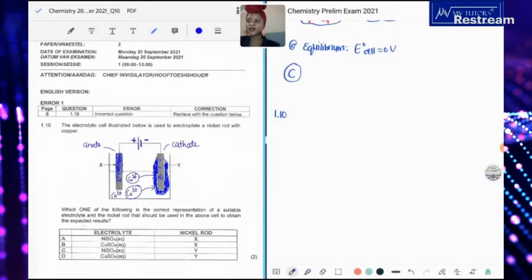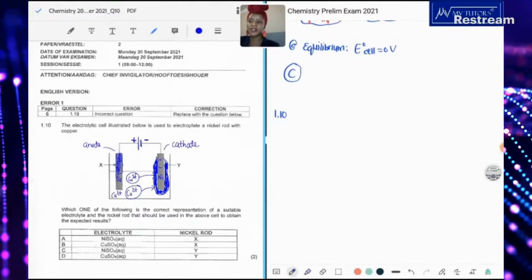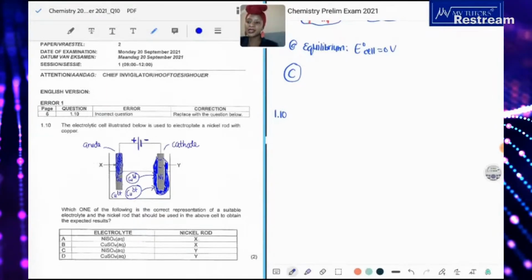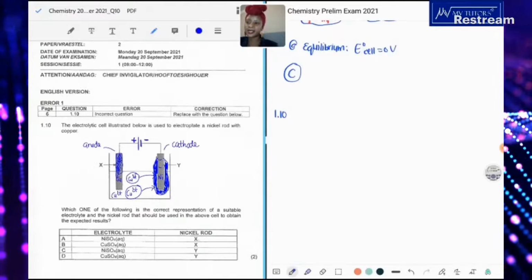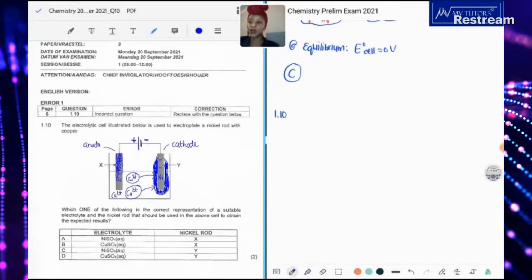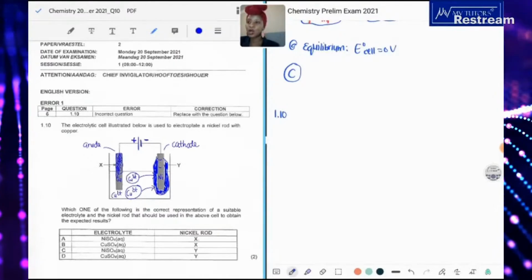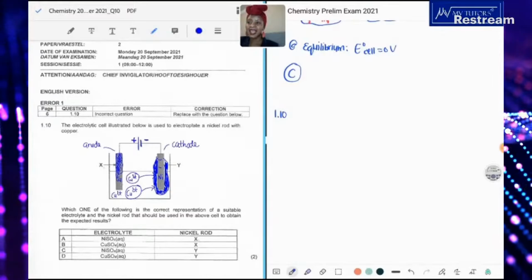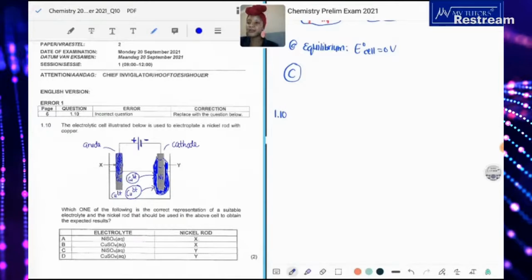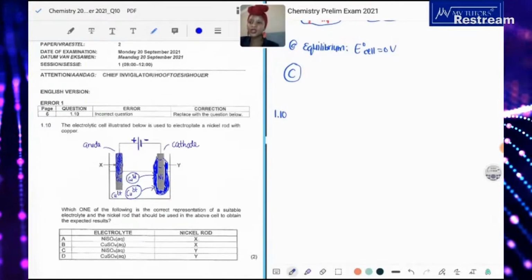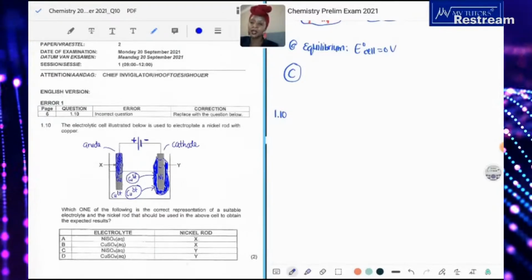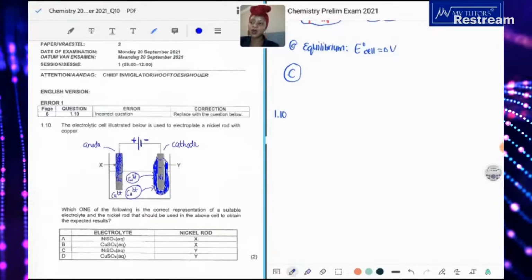Now they're saying which one of the following is the correct representation of a suitable electrolyte and the nickel rod that should be used in the above cell to obtain the expected results. Okay, you want nickel that is coated or electroplated with copper. So your X will actually be indicated by, let's look at A, B, C, D, and E. Your nickel rod is going to be Y. Remember, it is nickel coated with copper. So we're going to look at Y, and Y is for option C and D.